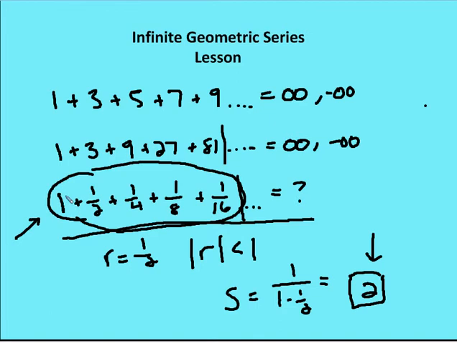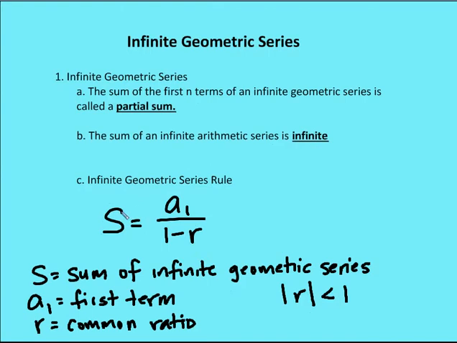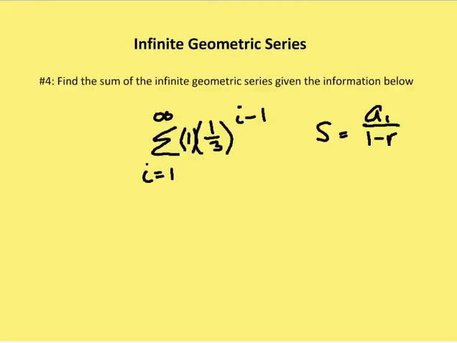So in this case I have an a sub 1 value, my first value, of 1, and my constant ratio of 1/2, whose absolute value is less than 1. I can figure out that the sum of all these values, as each of these values continues on into infinity, is going to be 2. So you recall that the sum is going to be equal to the first term over 1 minus the constant ratio. So let's take a look at a couple of problems.